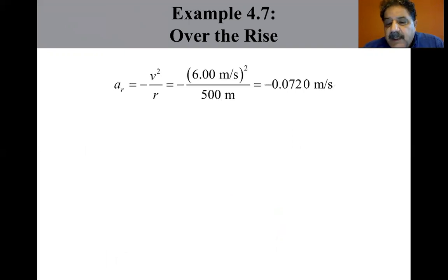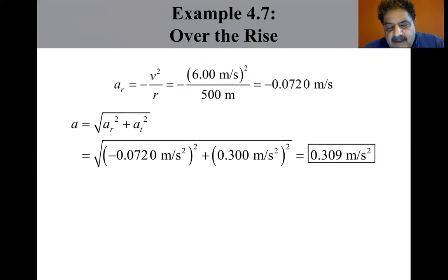For the angle, use a sketch of the vectors. Oops, I missed finding the magnitude of a. All I gave you was the radial acceleration, which is minus 0.072 meters per second squared. Now let's find the magnitude of a.